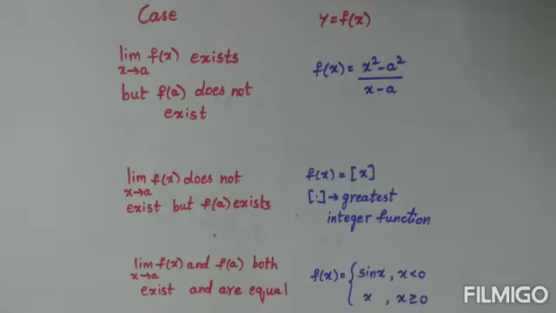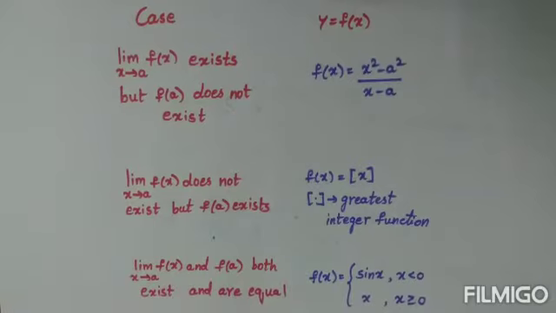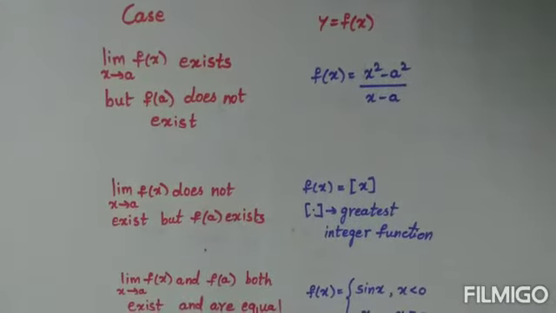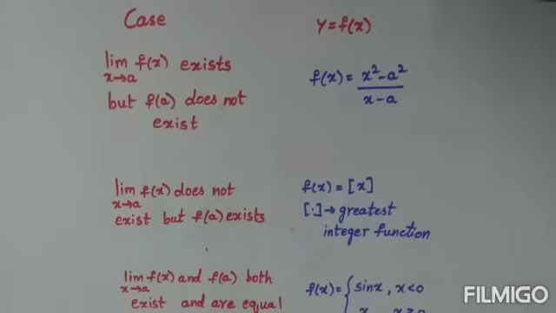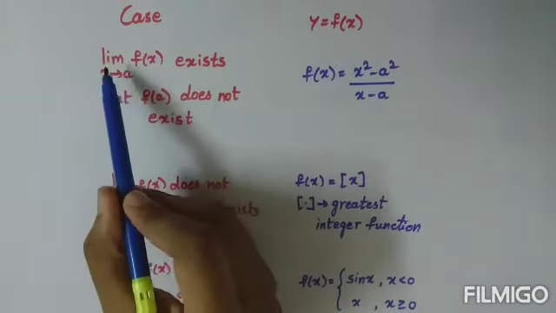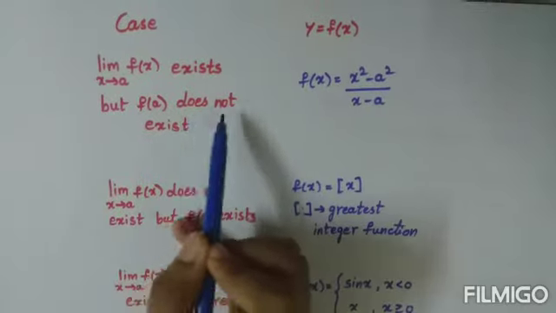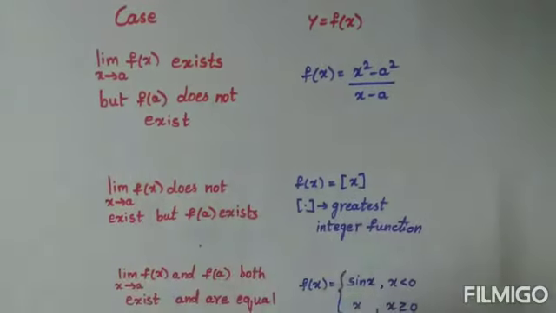Before moving to our further discussion on algebra of limits and indeterminate form, let us understand the clear difference between limit of a function and value of function through some cases. So the first case is that limit x tends to a f of x exists but f of a does not exist. This is the same case which we have seen before.